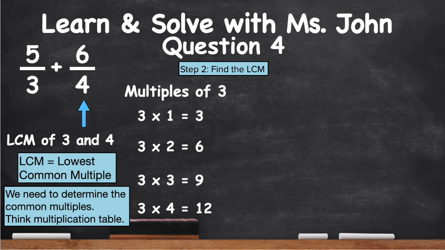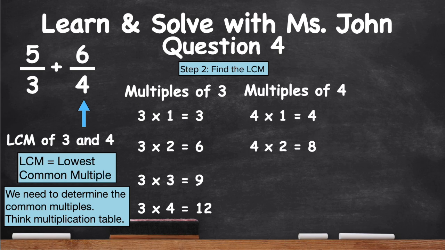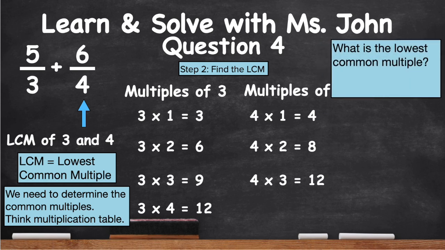Now we're going to find the multiples of 4. So the multiples of 4 are 4 times 1 equals 4, 4 times 2 equals 8, 4 times 3 equals 12. So now, what is the lowest common multiple? In this case, it is 12.